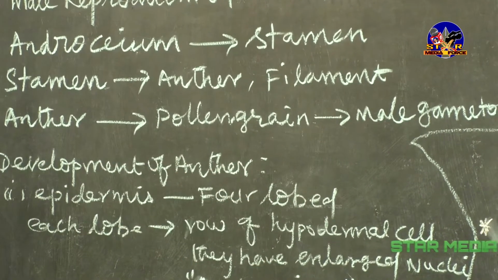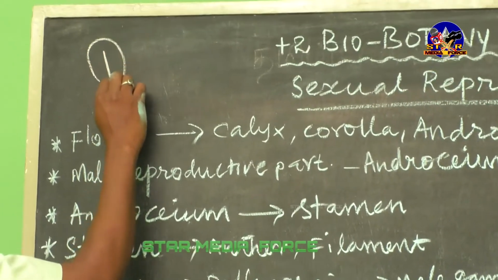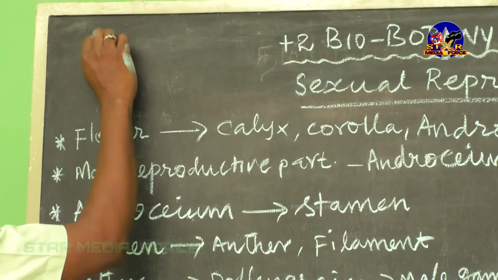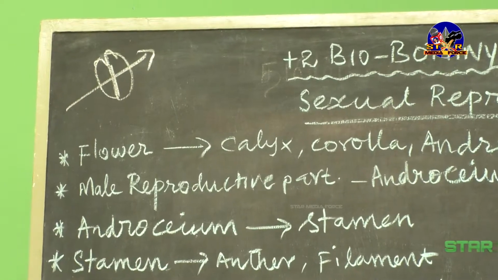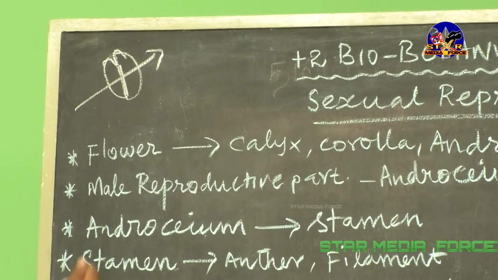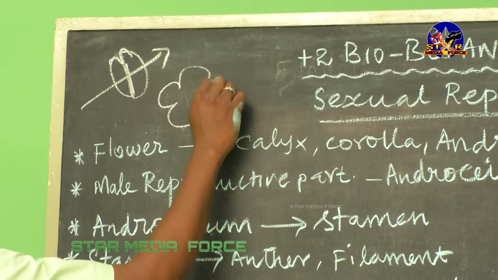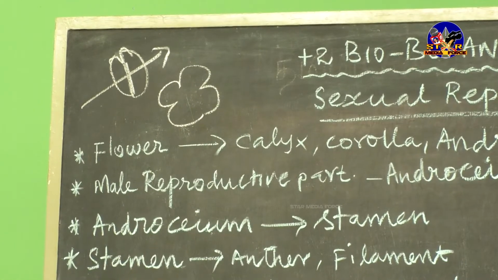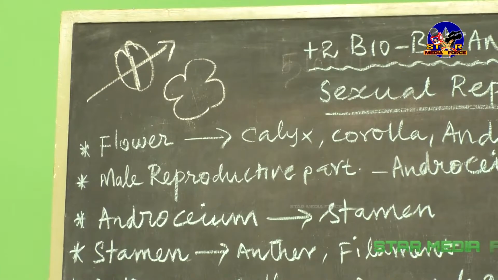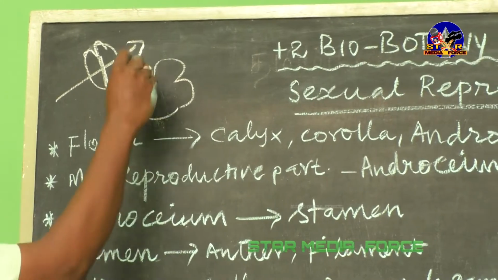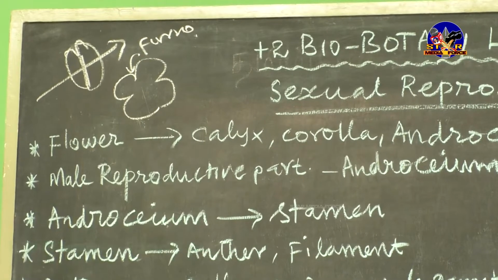Pollen grain means, if you see this anther, it is bilobed in nature. If you cut it and put it inside the microscope, you will see that it has 4 lobes, but only 2 thecae. Only one furrow is there. This is the furrow. Only one furrow is there.